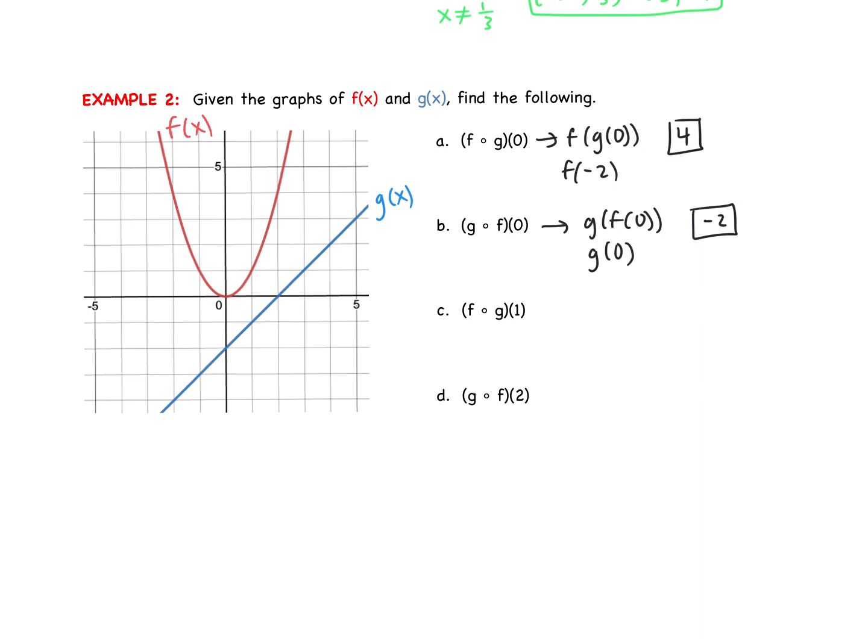Does anybody have the confidence to talk me through what you did on C? Or even to start me out? Audrey, thank you. Well, I'm not super confident, so this might not be right. But first I changed the writing, I guess, to f of g of 1. And then I went to the x being 1, and then I went down 1 to f of -1. G of -1? Or yeah, g of -1.